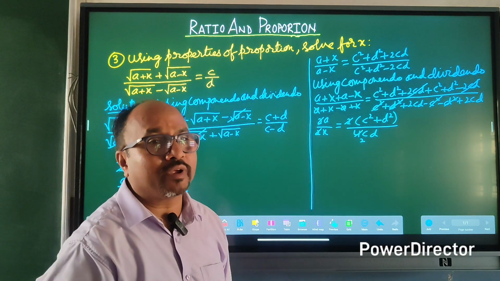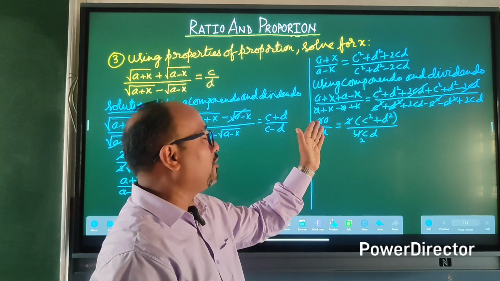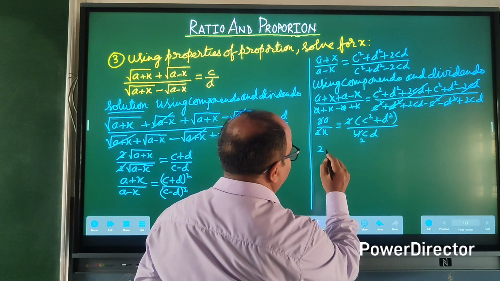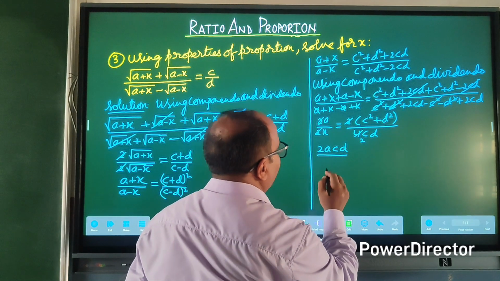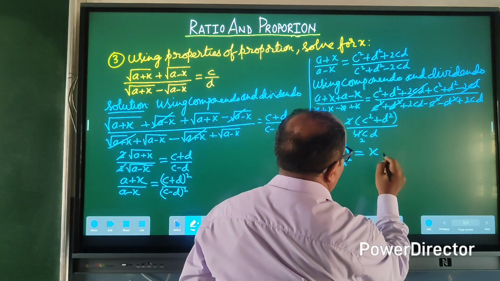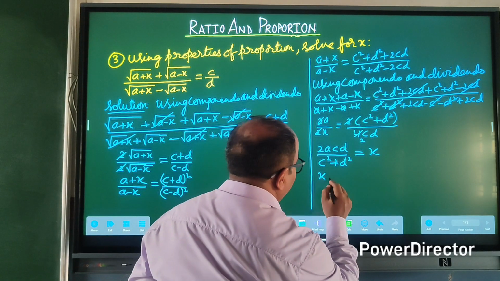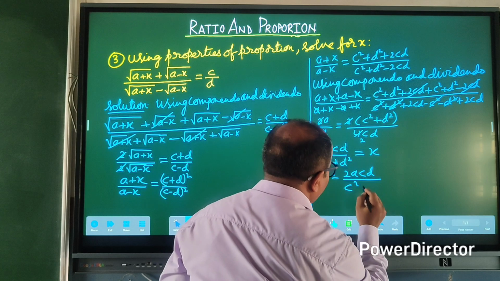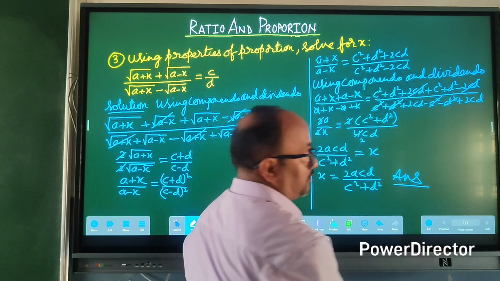Now I need to get x. So if I take x this side and bring all of them on this side, with a, 2cd will be multiplied to give you 2acd. This one comes down to give you c square plus d square, and that equals x. So the x value is 2acd divided by c square plus d square. This is your answer.